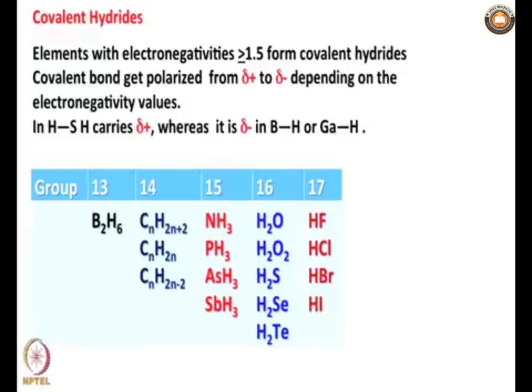In case of group 16, water, H2O2, H2S, H2Se, H2Te. So, all are hydrides. Of course, in case of halogens, we can see covalent hydrides such as hydrofluoric acid HF, HCl, HBr and HI. Okay. The synthetic methodologies we should look into: what are the methods that we have to make some of these hydrides? Let us look into these things one at a time.